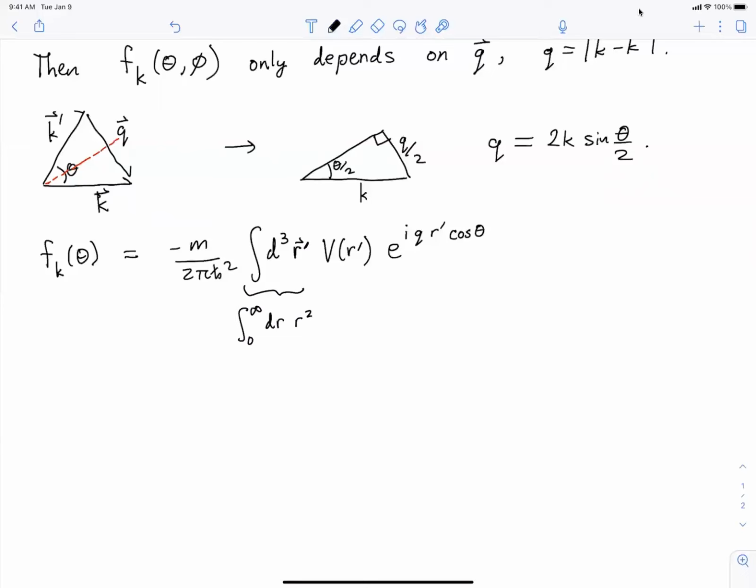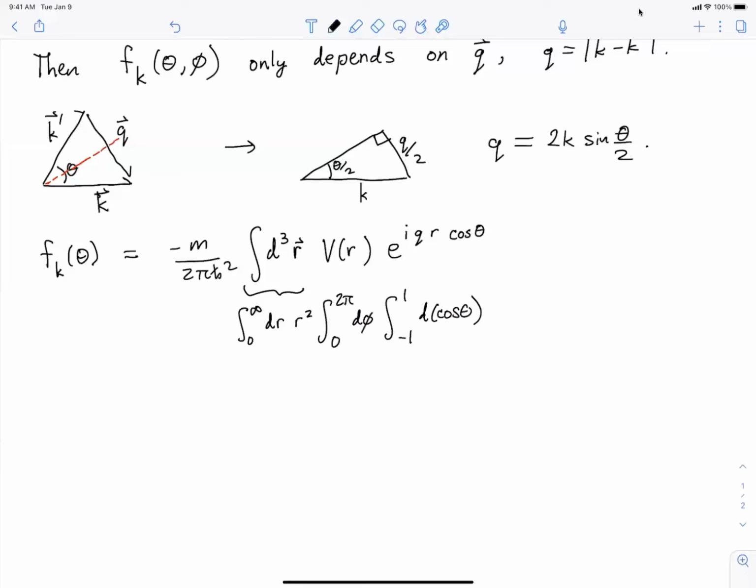Actually, let me go ahead and remove all the primes. All they do is make things look ugly. So let's remove all the primes. Okay, so this is an integral dr r squared, and then an integral 0 to 2 pi d phi, and then an integral minus 1 to 1 d cosine theta.